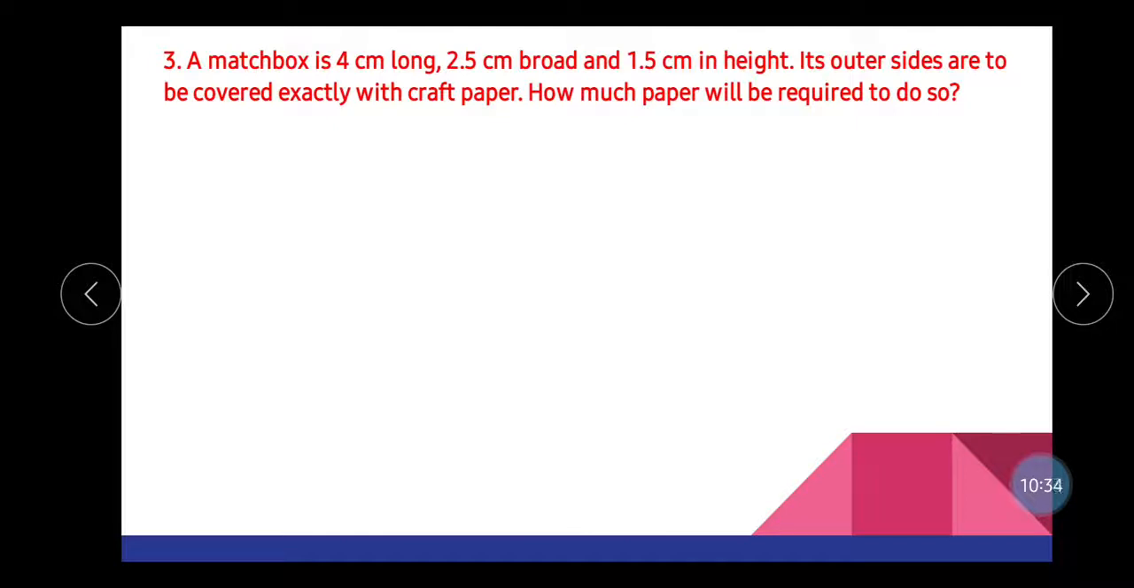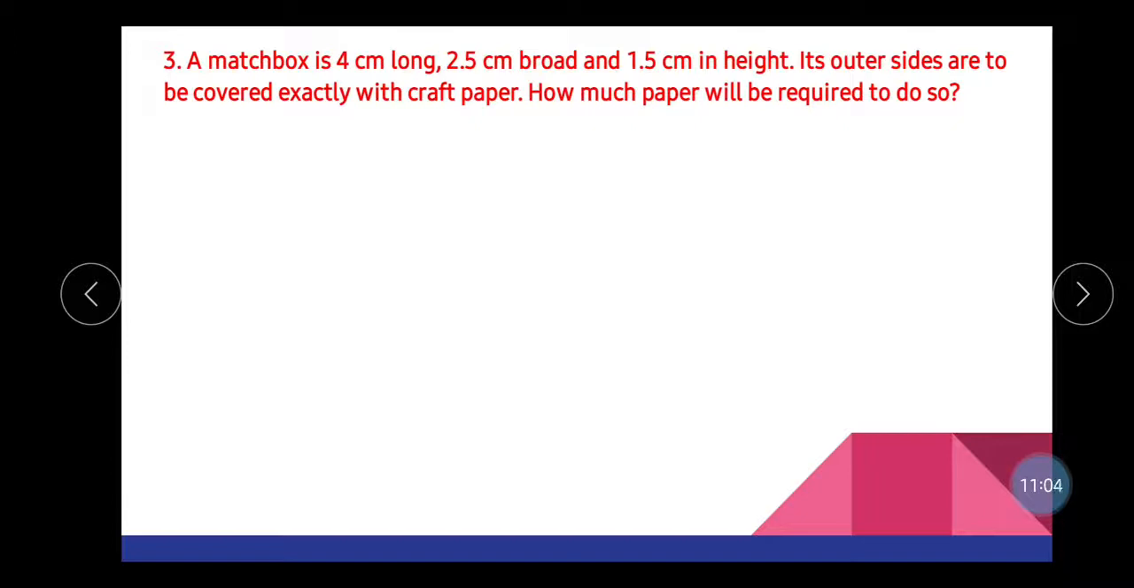Question number 3. A matchbox is 4 centimeter long, 2.5 centimeter broad and 1.5 centimeter in height. Its outer sides are to be covered exactly with a craft paper. How much paper will be required to do so? Children, this you must have done in your lower classes in your craft assignment. So now we will calculate these things. Earlier you never had calculated it.